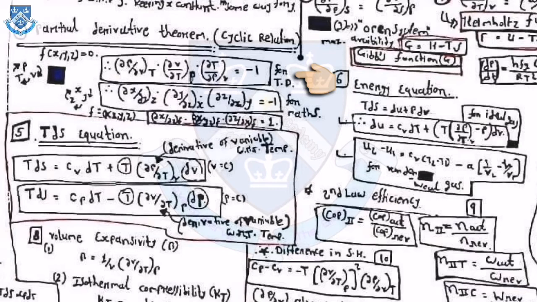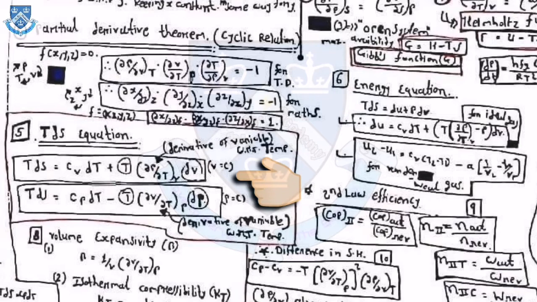And if for xyz the function is the same, then the multiplication of the three terms is 1. Now the fifth one is the Tds equation. This equation is very important. These equations were asked more than 2 times in the GATE examination. First one is Tds is equal to Cv dT plus T into del P by del T at V into dV. Then Tds is equal to Cp dT minus T into del V by del T at constant pressure into dP.